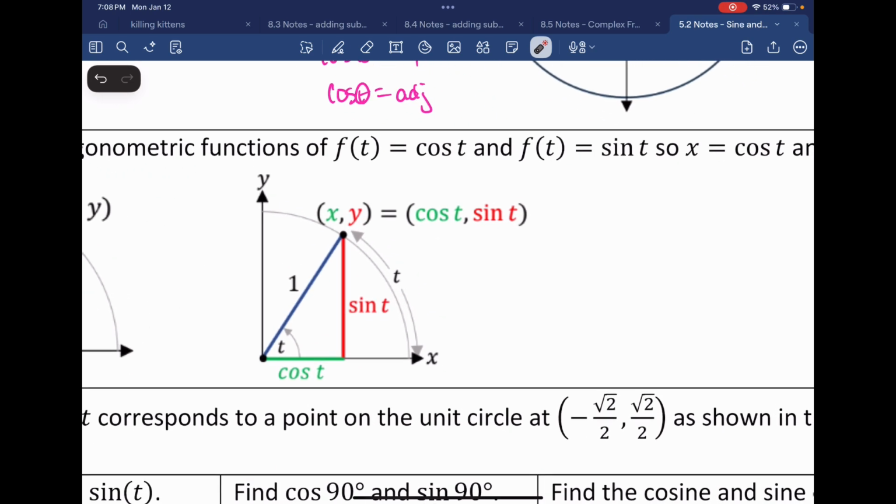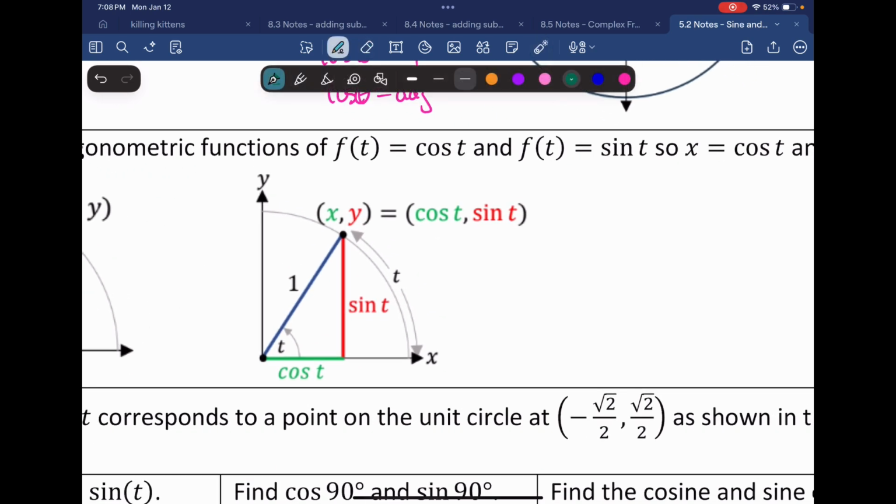So I want you to highlight this or underline it or whatever. I don't like the green. Let's do something else. So x for cosine, y for sine. Because x is left and right, your horizontal. Sine is up and down, vertical, x and y.